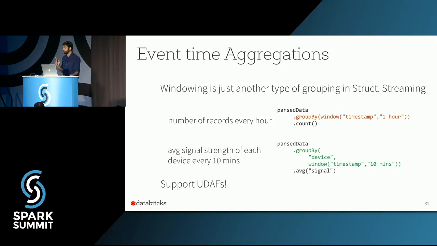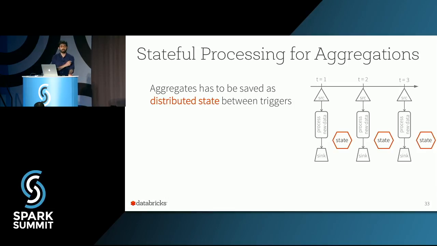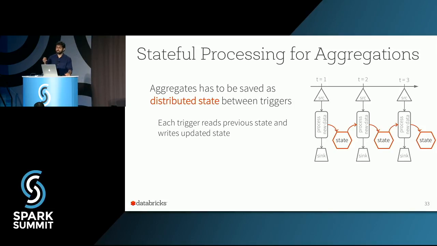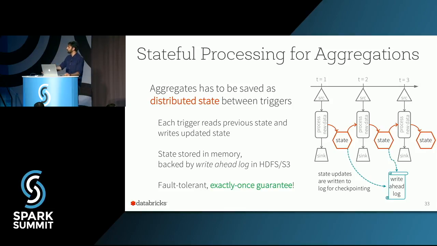But what happens underneath is actually far more complex. To do these running aggregations, you need to maintain state across the batches of data that you're processing in each incremental execution. So this is a distributed state, and it needs to be saved in a fault-tolerant manner, and Spark SQL handles it automatically. Each trigger reads the state from the previous trigger and outputs the updated state for the next trigger to use. This state is stored in memory while being backed by a write-ahead log in HDFS and S3. This is the current implementation. And what this guarantees is that any stateful transformation, not just aggregation, has full fault tolerance with end-to-end exactly-once guarantees.